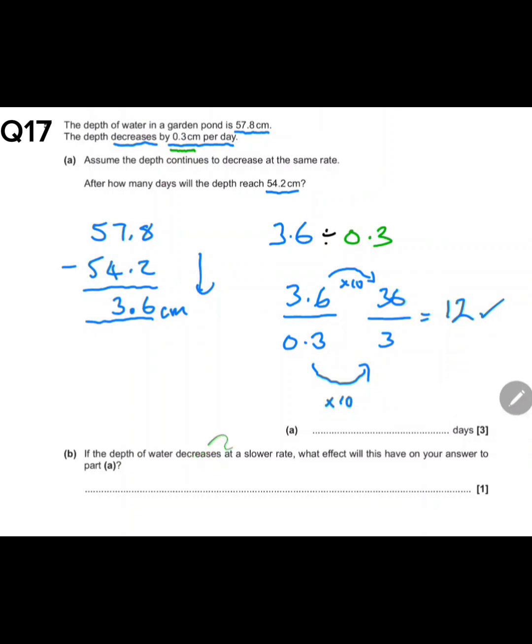Part B says if the depth of the water decreases at a slower rate, what effect will that have on the answer to part A? Well, if the water is going down by less amount per day, it's going to take more days to drop to this level.